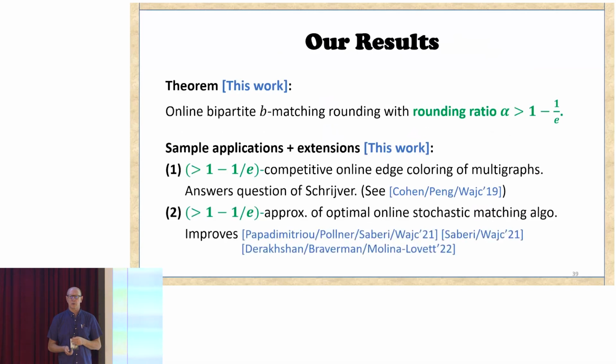Some quick applications, so it improves on several known results. For example, online edge coloring of multigraphs. The issue there turns out to be exactly b-matching that we considered in this work, and also online stochastic matching. We get 1 minus 1 over e, which was not exactly known before. In any case, we get better than 1 minus 1 over e.